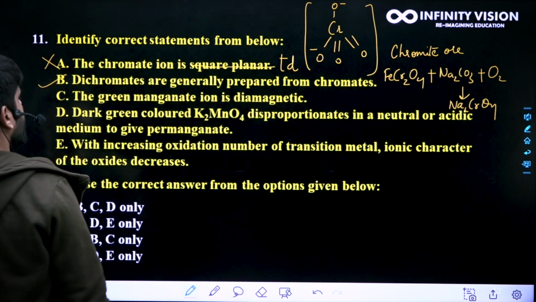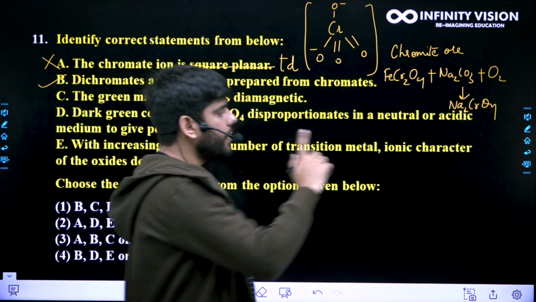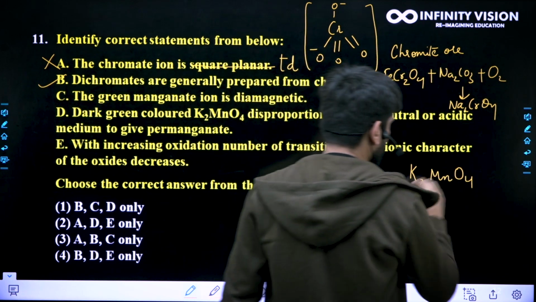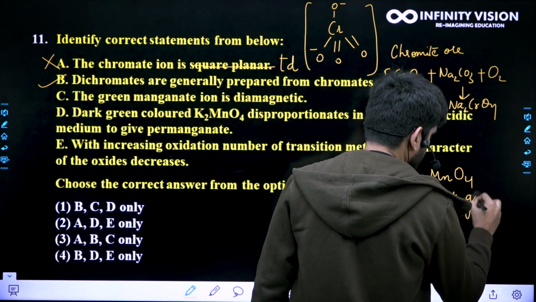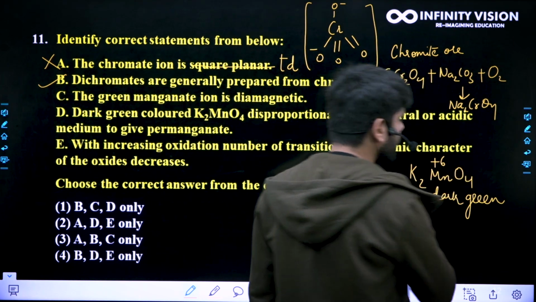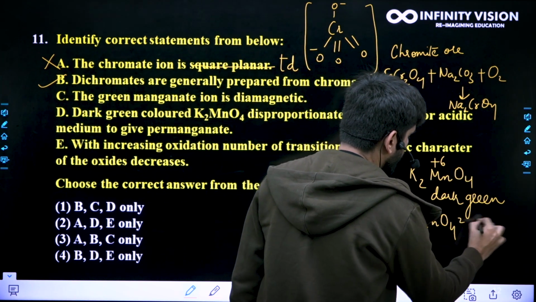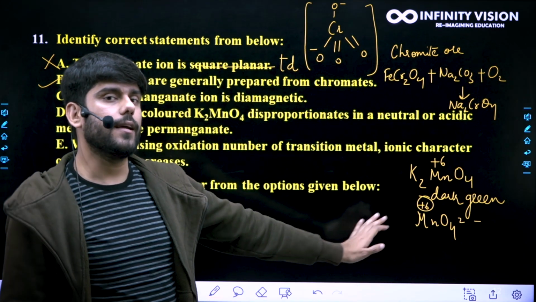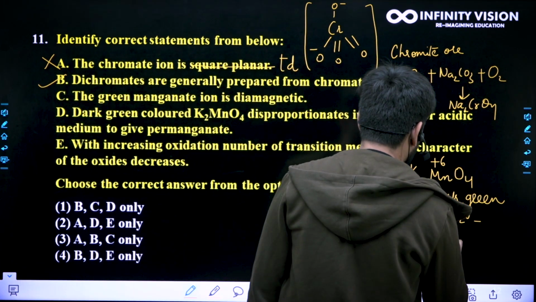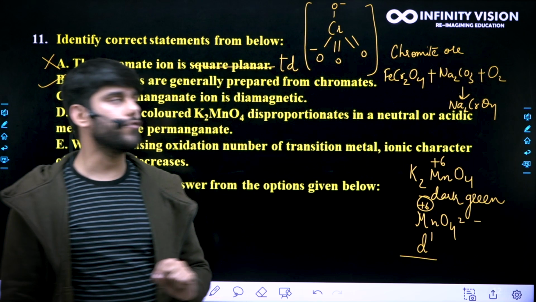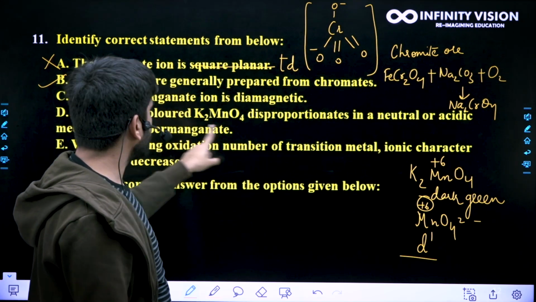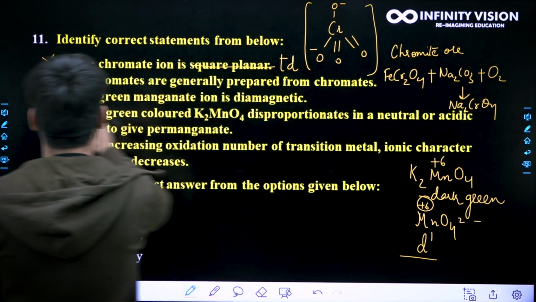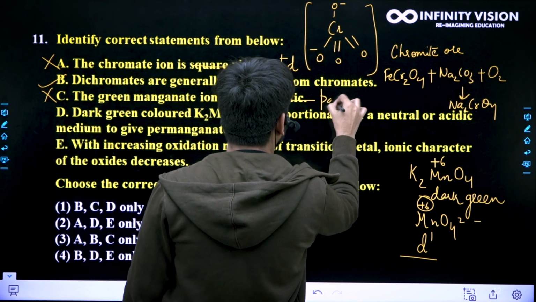This is true. The green manganate ion is diamagnetic. The green manganate ion, which is K2MnO4, potassium manganate, is dark green in color. Here manganese is in +6 oxidation state because this is MnO4 2 minus, right? +6 means that it is d1 configuration. And if it is d1 configuration, there is one unpaired electron. So it is saying that it is diamagnetic. No, there is one unpaired electron, which makes it paramagnetic. So this is again wrong. It's not diamagnetic, it's paramagnetic.